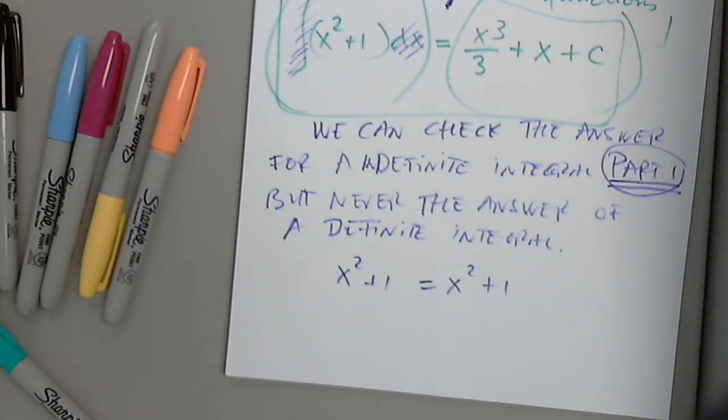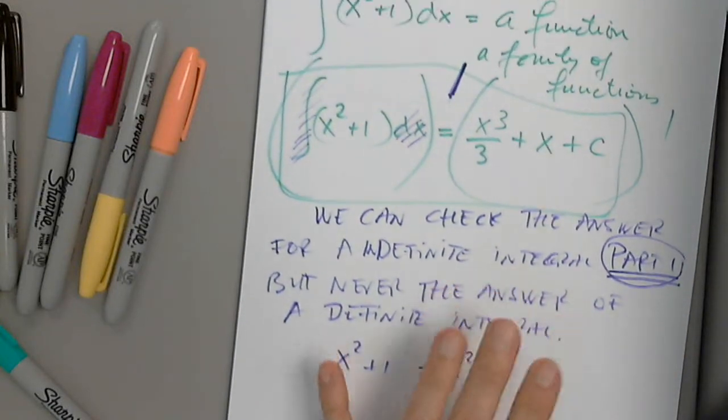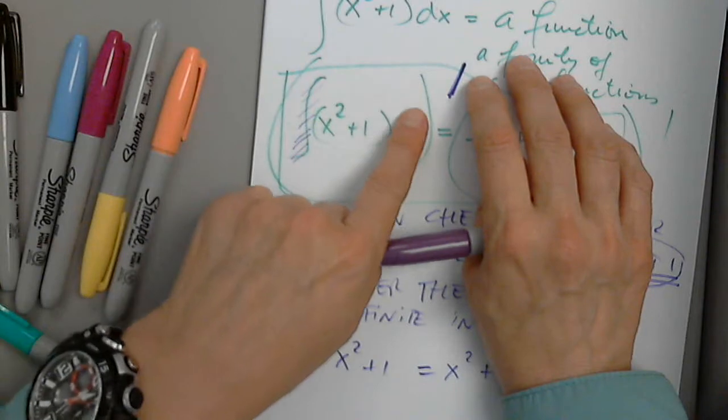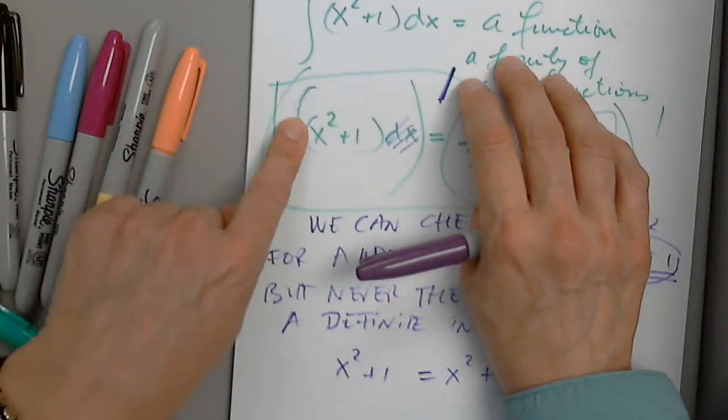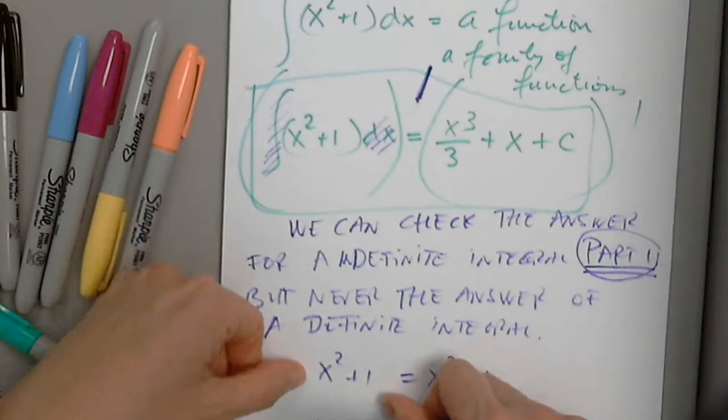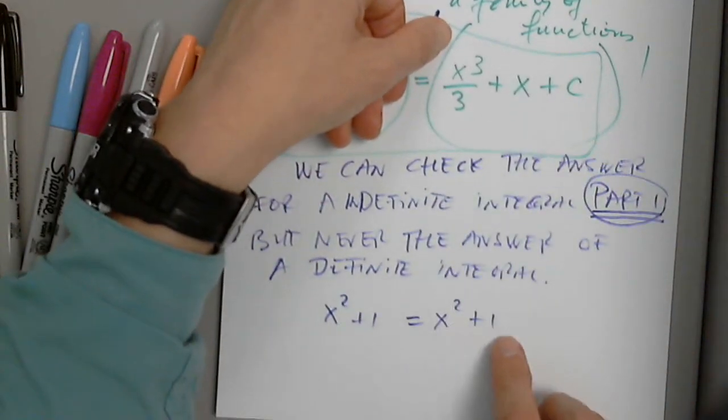Yes, please. You're saying if you differentiate the left side? If I differentiate the left-hand side, this operation removes this and removes this. So all I'm left with is the function. And on this side, when I differentiate, I get x squared plus 1.